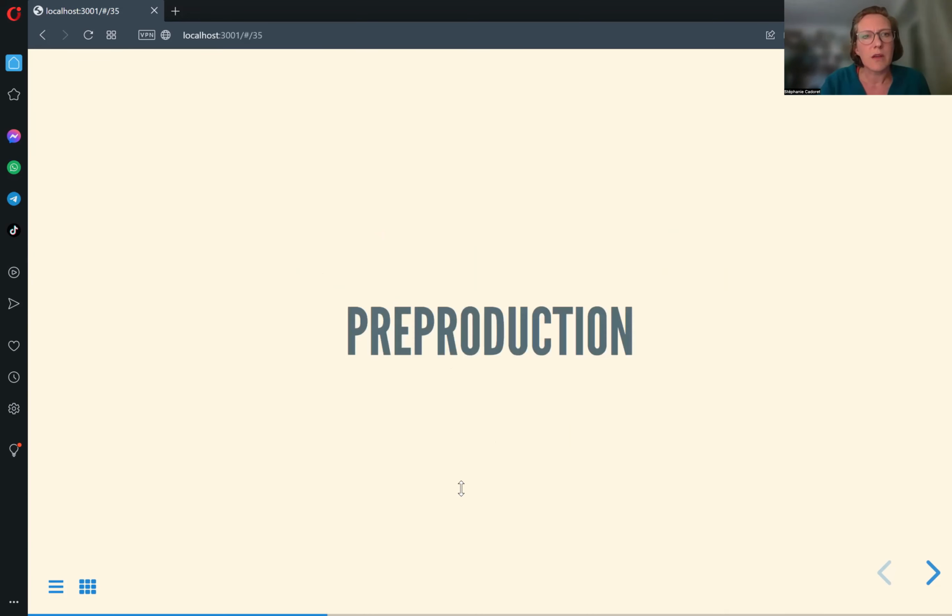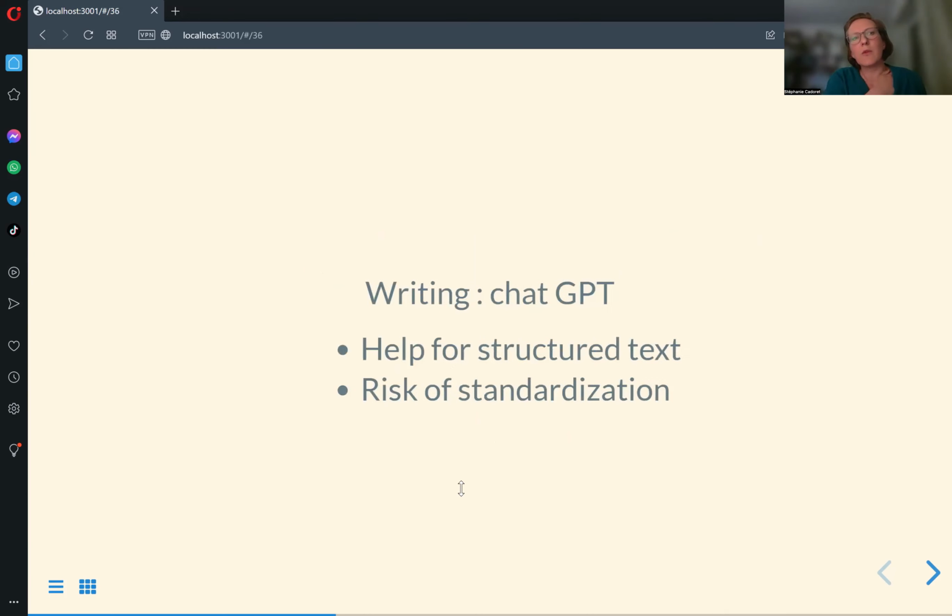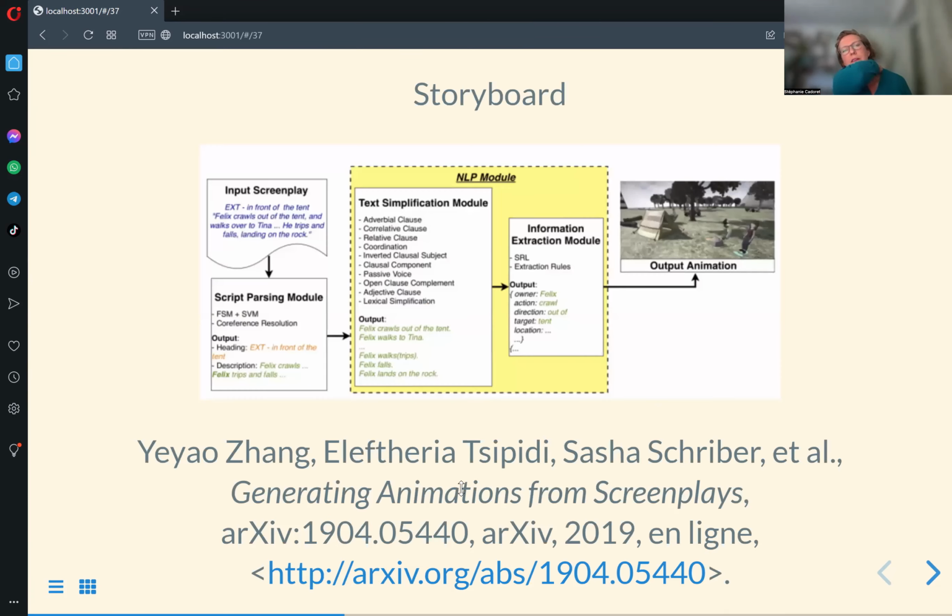So, pre-production. For writing, we can use ChatGPT, with the risk of repeating scenario recipes and also enhancing the attention economy in the form of more easily consumable animated products. But it can also be a help to structure and understand the basic dramaturgic structure. As far as storyboard is concerned, it's not convincing right now.